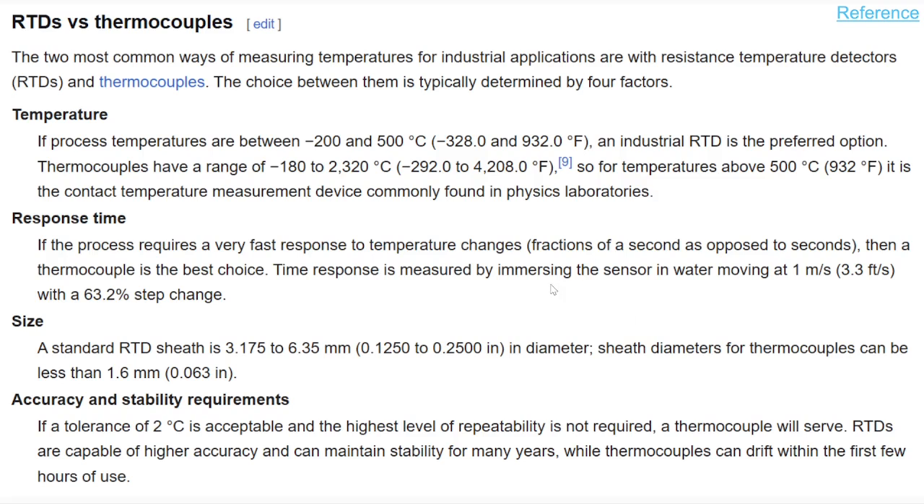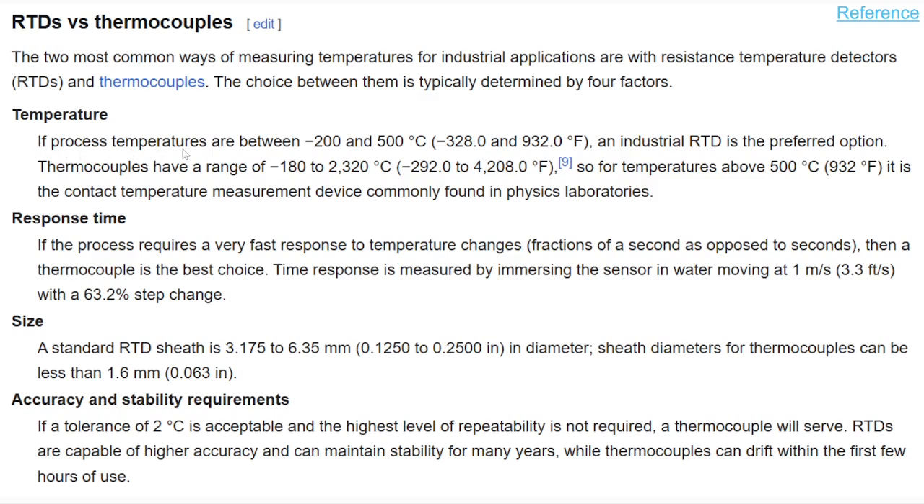So this is a very important slide, I'll say. It's basically comparing RTDs with thermocouples. Thermocouple is another type of temperature sensor. So why are we comparing it? Because the two most common ways to measure temperatures are either RTDs or thermocouples, and which one to use is based on these parameters. And the first is obvious: the temperature, the response time, the size, and the accuracy.